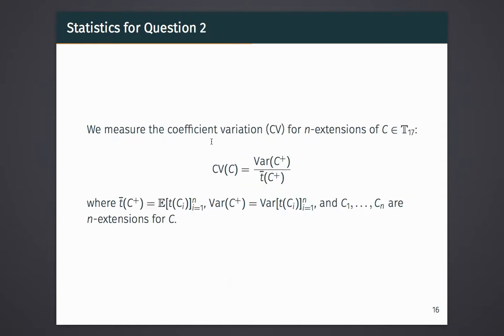For question 2, we mainly measure the coefficient of variation, namely the CV, for n extensions of Sudokus in T17. The intuition for CV is that it's kind of standard deviation, which measures the dispersion of data points around the mean. In that sense, bigger CV means that the points are farther away from the mean on average. And that means that either some Sudoku perform very badly or some Sudoku perform very well.